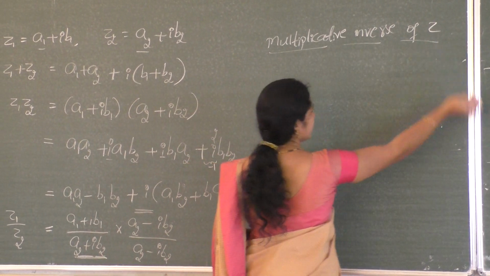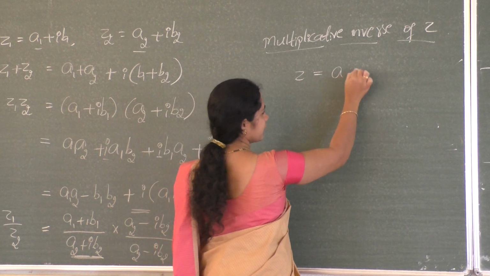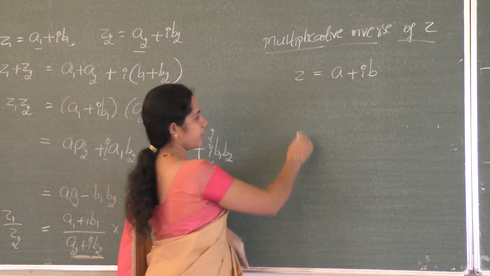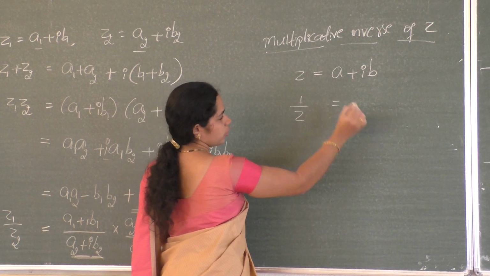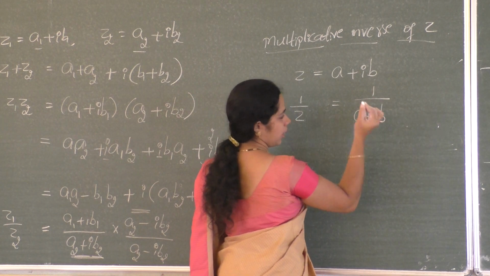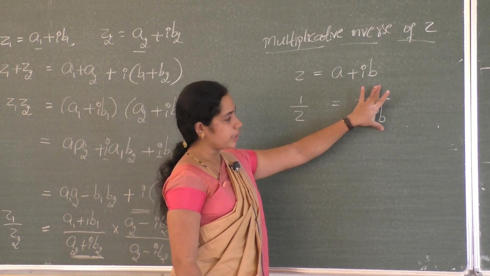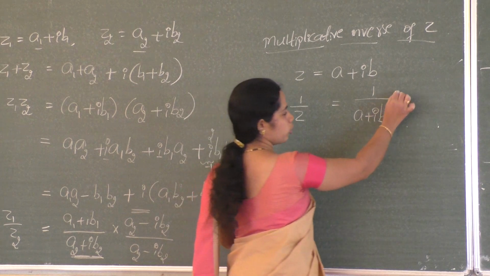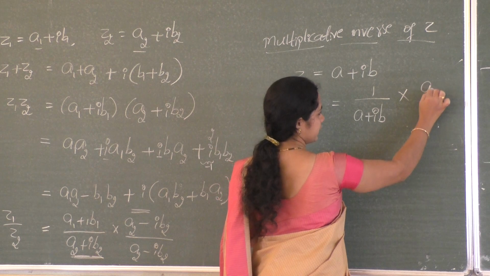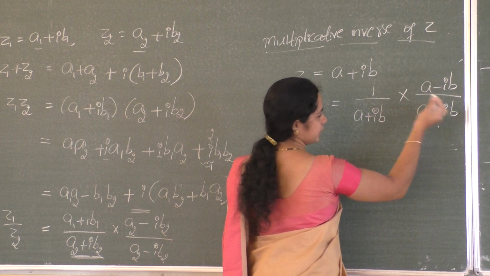Multiplicative inverse of z. This is important. Suppose z is equal to a plus ib, any complex number. Multiplicative inverse of z is 1 by z. 1 by z is equal to 1 by a plus ib. Now, this is not in a plus ib form. To convert this into a plus ib form, we need to multiply and divide it by the denominator's conjugate, that is a minus ib divided by a minus ib.